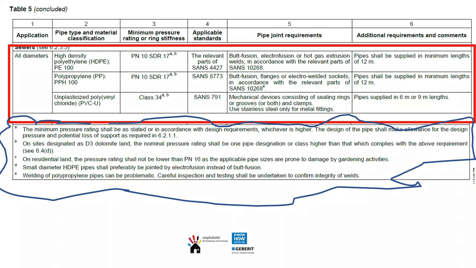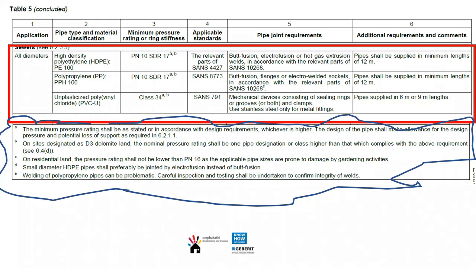So PN 10 is a class 10 or a 10 bar rated pipe, which is quite a thick wall. And often we see that that is going to be 100 millimeter or 110 mil diameter, which gives us then about a 90 millimeter ID. And 90 millimeter ID is sufficient when you're taking off 1 or 2 toilets. And very often when we're looking at the design of drainage, we want to reduce the size of that drain.